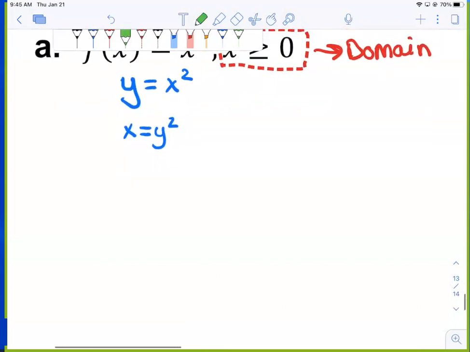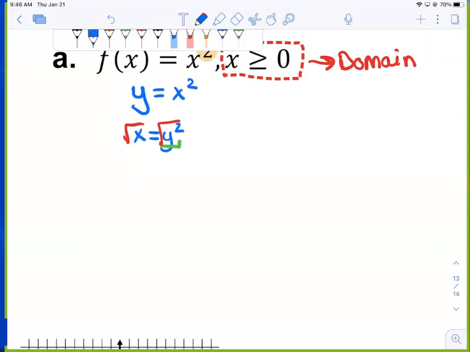All right, then our rules apply that in order to undo the square, we're going to take a square root, but you have to make sure that whatever's being squared is by itself first. This time it is, so you're good to take a square root of both sides. So you'll have the square root of x equals y. And if we want to use function notation again, we can rewrite this as f inverse of x equals the square root of x.